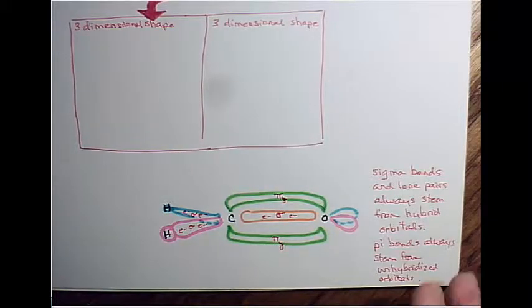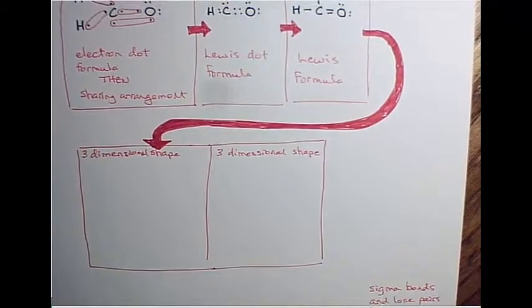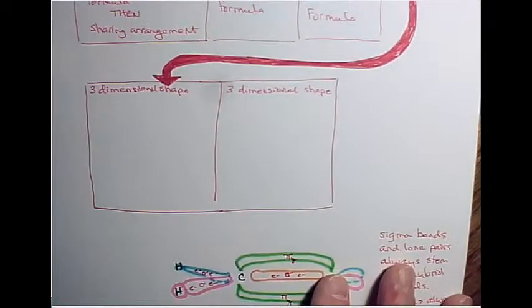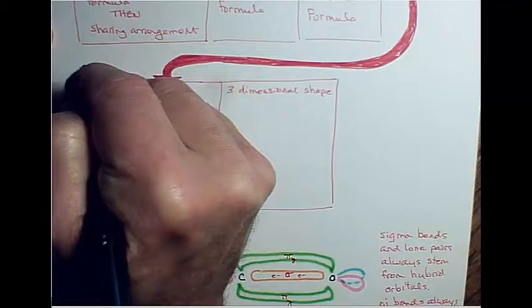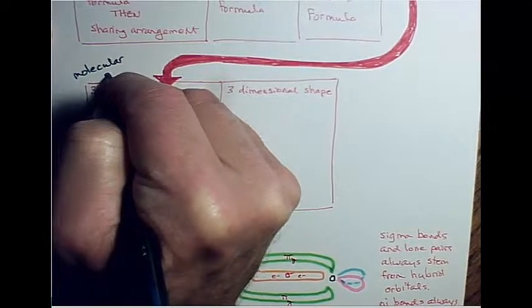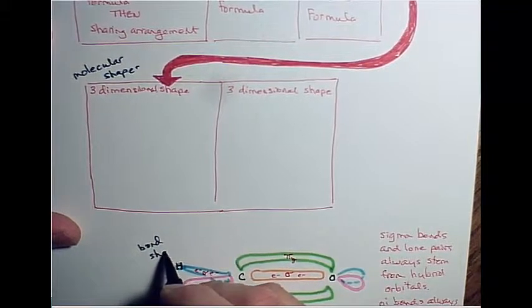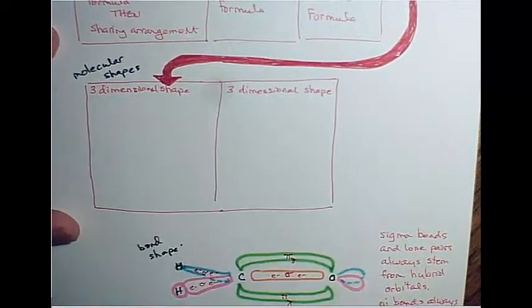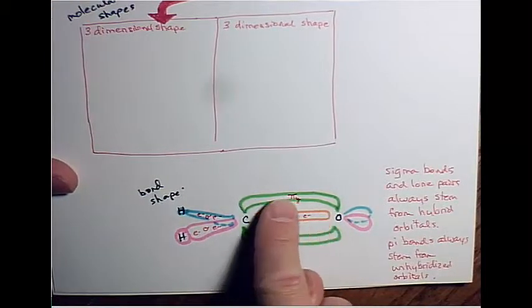Okay? Now, once we see this, we can go back up here and see that there's only three things sticking off this carbon. Now when we're doing molecular shapes, and that's what we're going to be doing here, these are going to be molecular shapes in this section down here. And these are bond shapes. So we said originally, when we first started talking about this, that there's a difference between molecular shapes and bond shapes. Well, this is the bond shape here. That's what a bond looks like.